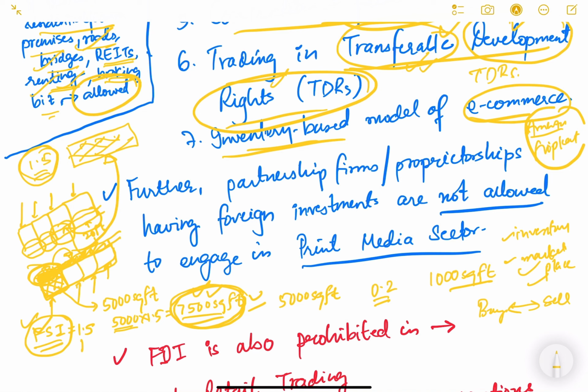Whereas in the inventory based model, companies like Amazon and Flipkart will own the godowns and the goods themselves. In this case, Amazon and Flipkart don't own the goods, they don't have any inventory of their own. It is the inventory of the sellers, and they sell directly to buyers using the Amazon platform. But in the inventory based model, the inventory is owned by companies like Amazon and Flipkart, so that is not allowed in our country.